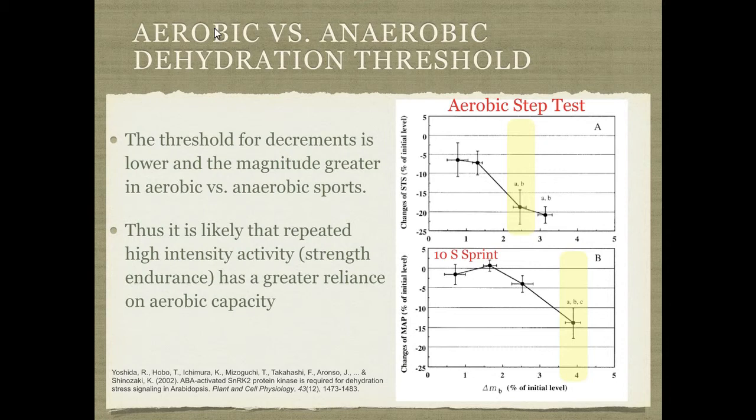So again, if you look at the threshold for aerobic versus anaerobic, declines in performance for aerobic is about 2%. But for anaerobic, you do see declines at 3%. However, those declines are a lot more at 4%. So the threshold for that drastic drop-off in performance may be as little as 2% for aerobic and as great as 3 to 4% for anaerobic. So to notice those differences, you have to be a little bit more dehydrated.